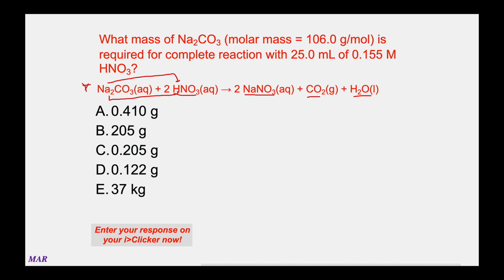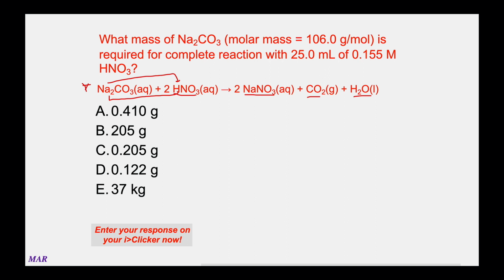In this question, we basically want to neutralize the 25 milliliters of 0.155 molar HNO3. We want to add enough sodium carbonate to make that happen. So using the balanced equation and your knowledge of how mole to mole ratios work, see if you can figure out which of those answers is the right answer. This would be a good place to pause your video and work on it. And when you're ready, you can unpause it. Pause your video now.